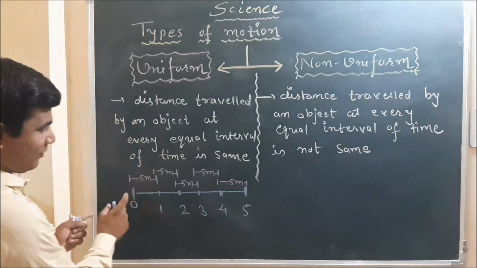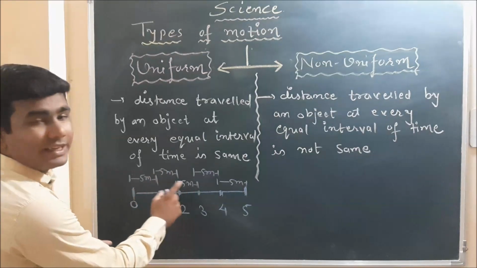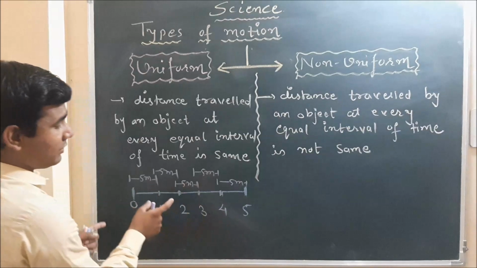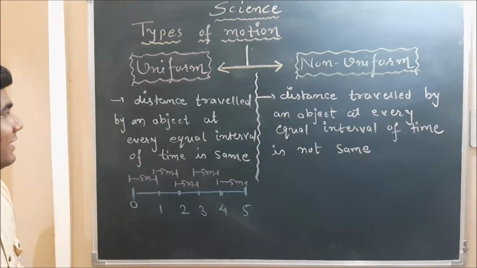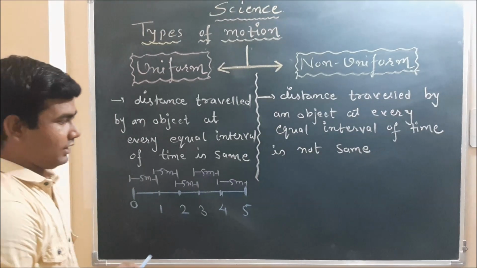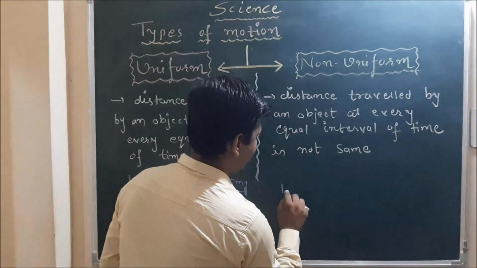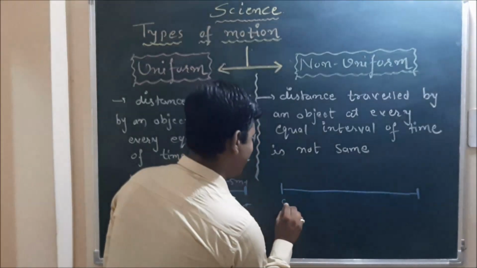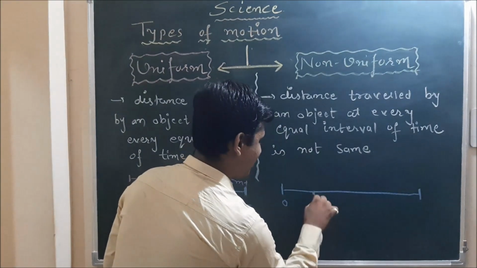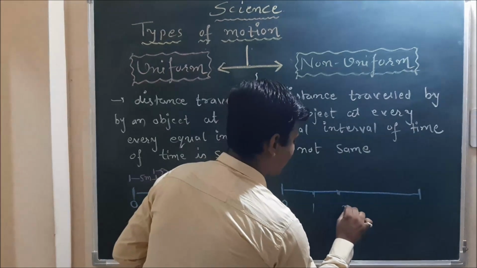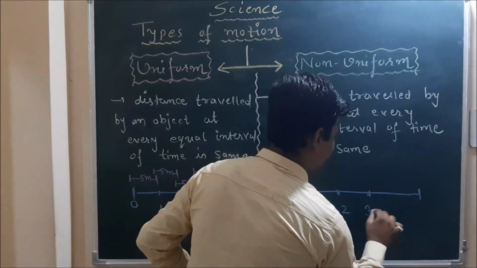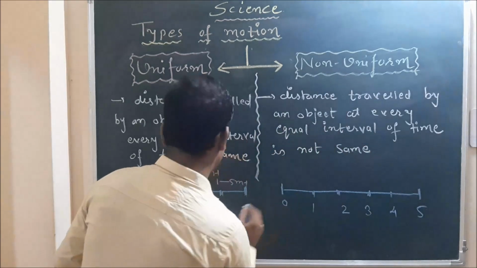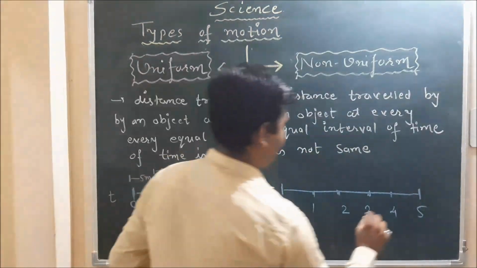So here you can see that the distance traveled by the object is equal in every equal interval of time. So this type of motion is considered as uniform motion. And what happens in non-uniform motion? We will try to understand it with a similar type of example. Suppose time axis 0, 1, 2, 3, 4 and 5 seconds, right? So here we are taking the time axis t.